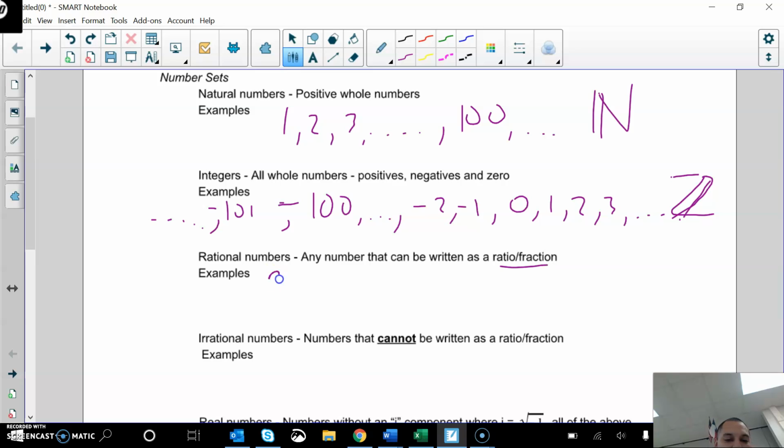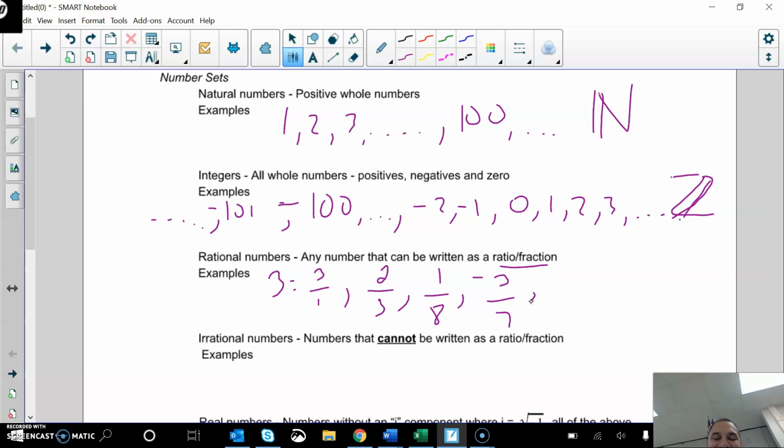For example, any whole number can be written as a ratio. Let's put it over 1. So all the whole numbers, so all naturals, all integers, and any other fraction you can come up with. 2/3, 1/8, negative 3/7. Anything that can be written as a fraction is a rational number.